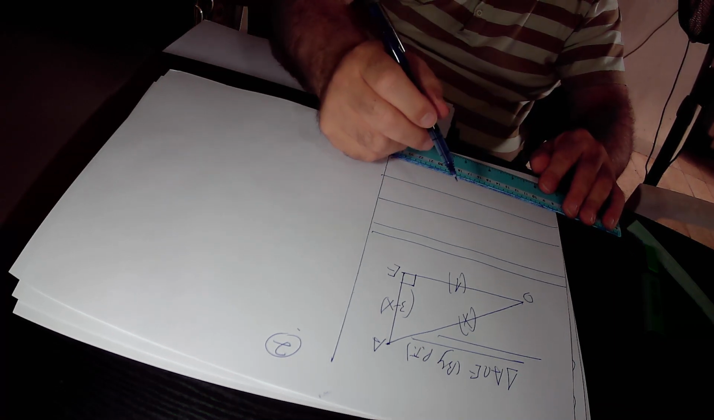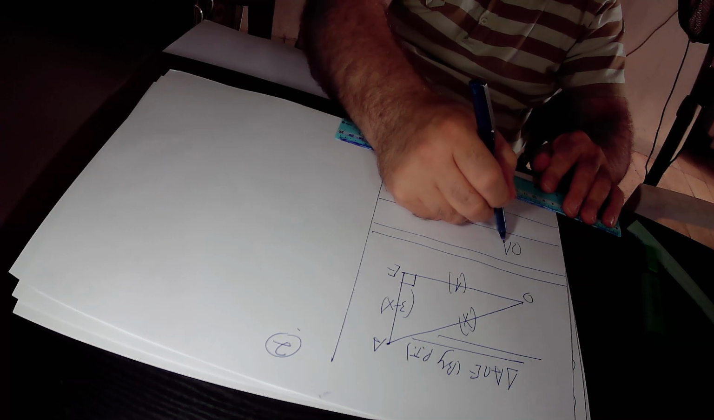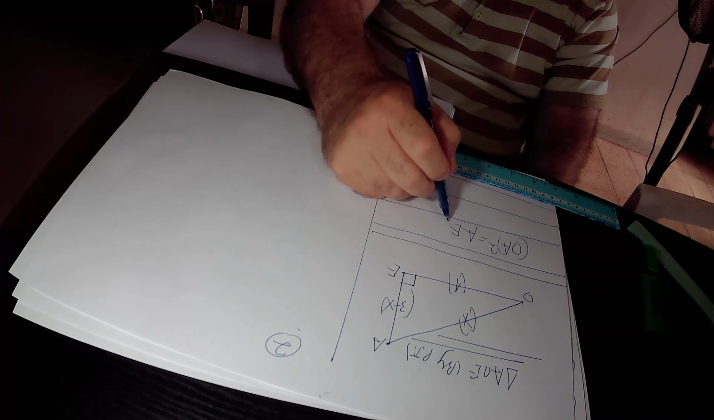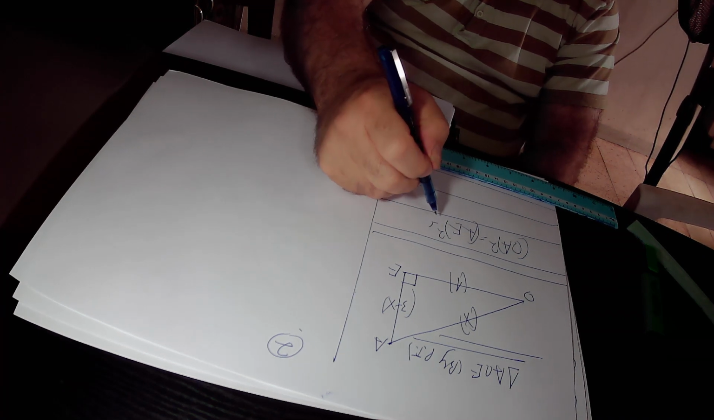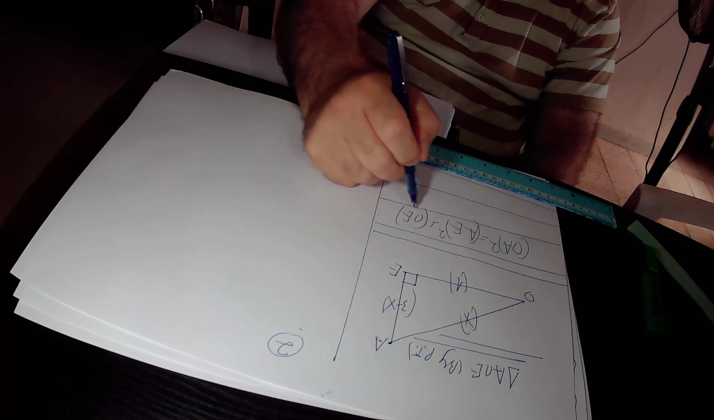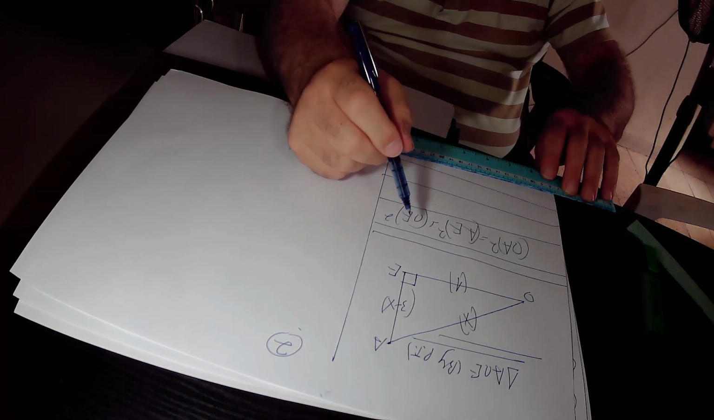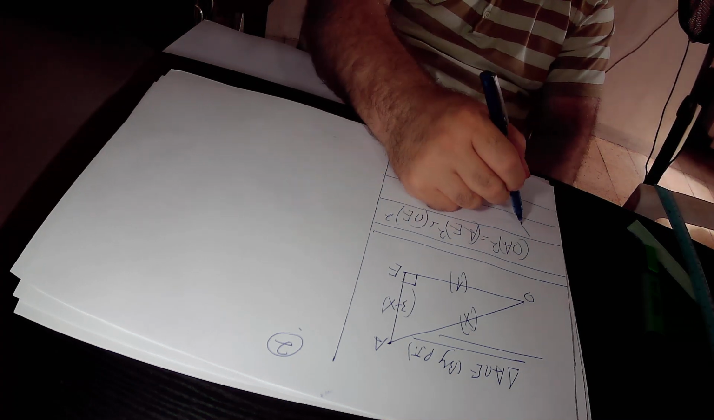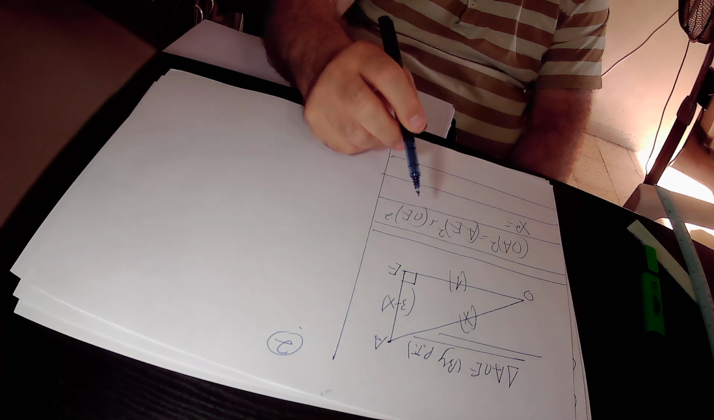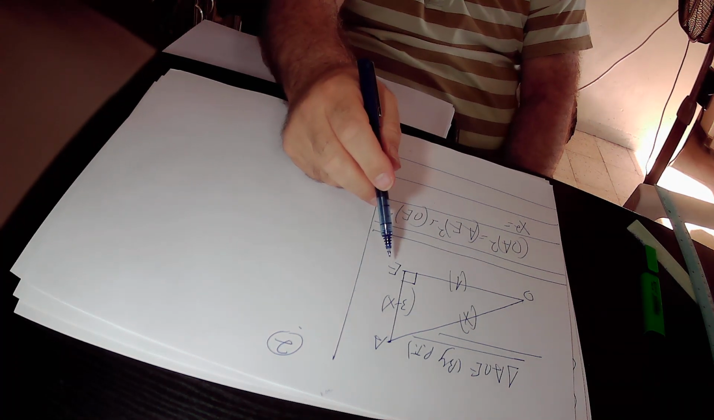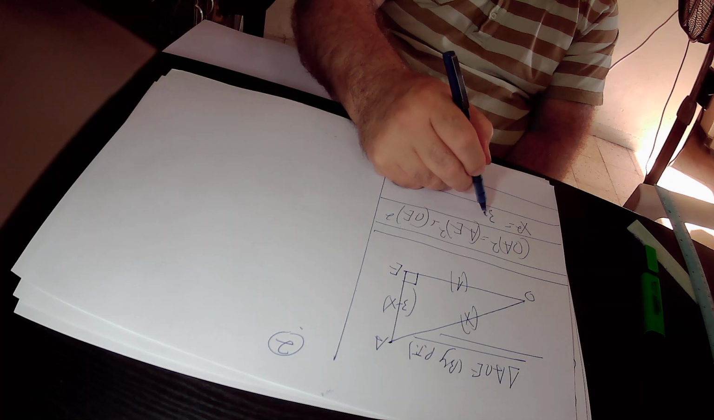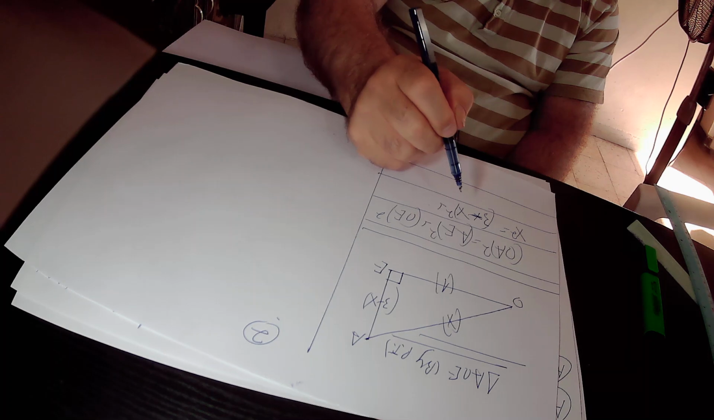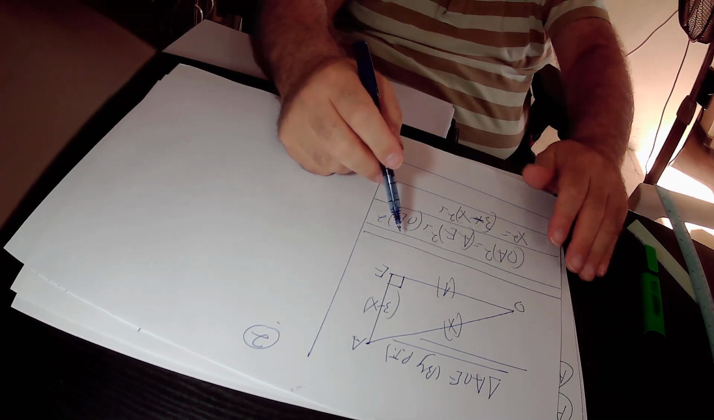OA squared, that is the square of the hypotenuse, is equal to AE squared plus OE squared. The hypotenuse AO is x, therefore AO squared is x squared, and it is equal to AE squared. AE is 3 minus x, therefore AE squared is (3 minus x) squared, plus OE squared. OE is 1, therefore OE squared is 1 squared, that is 1.